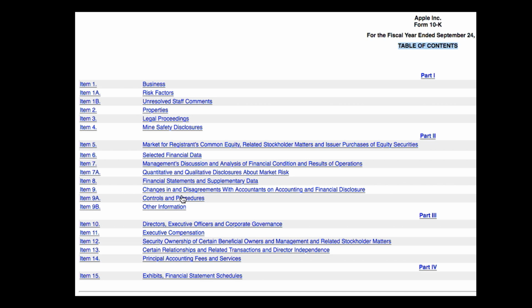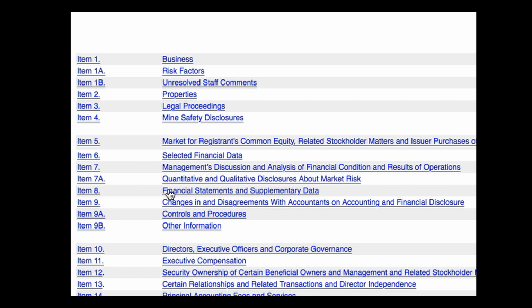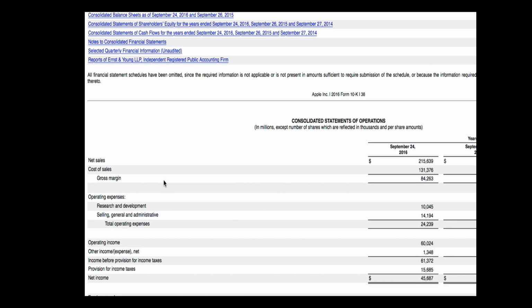But what we really want to look at when we go in here is the financial statements themselves, because we want to see the entire financial statement so that we can use ratio analysis or comparative analysis to see what's different or the same between them and their competition. So there we see financial statements and supplementary data. If we click on that, it takes us right into the consolidated statement of operations.